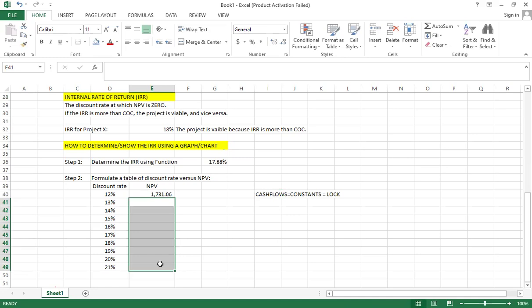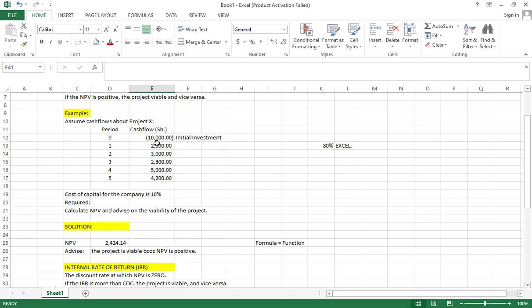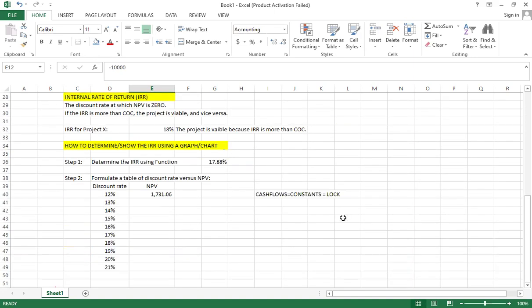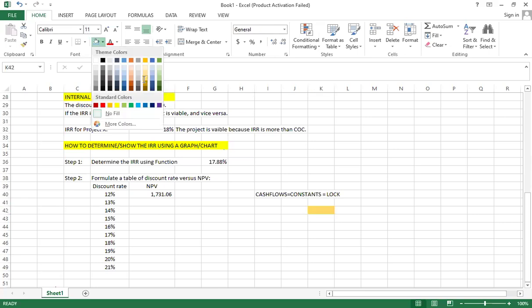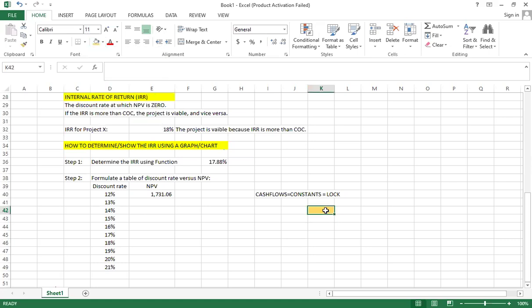In Excel, a cash flow is represented by a particular cell. Like now, if I come to this initial investment, it is represented by this cell. And when I talk of a cell in Excel, let's assume this cell. Let me just color this cell. This cell is normally represented by this letter here.